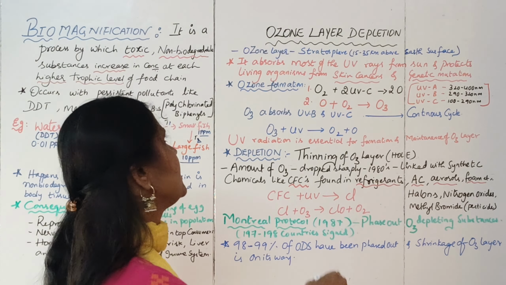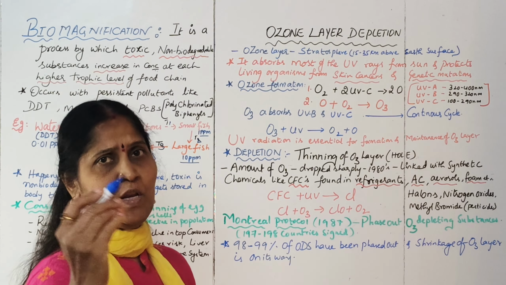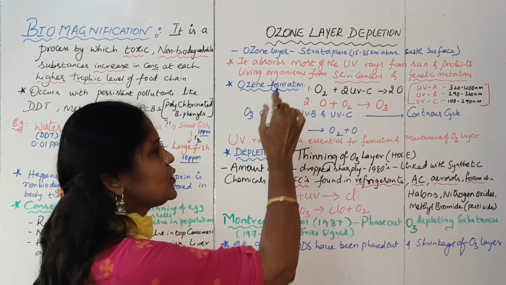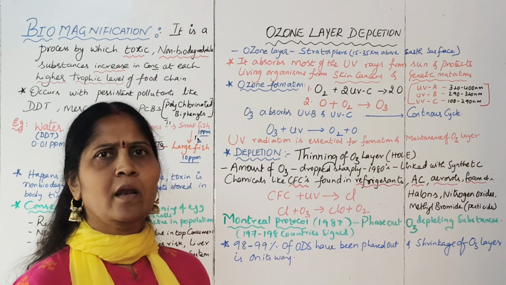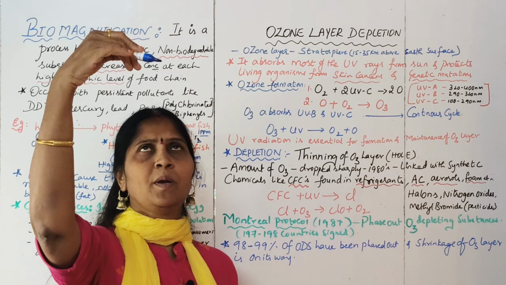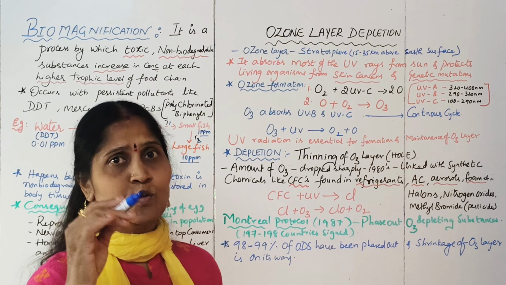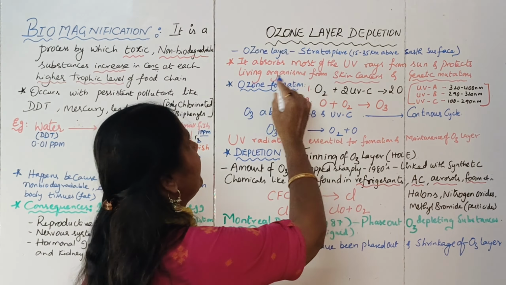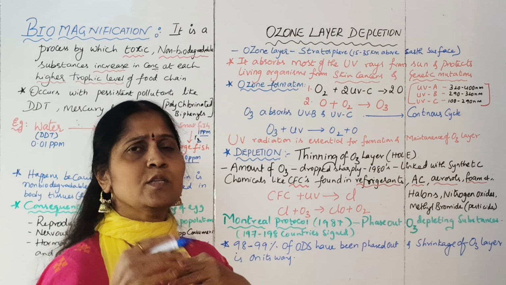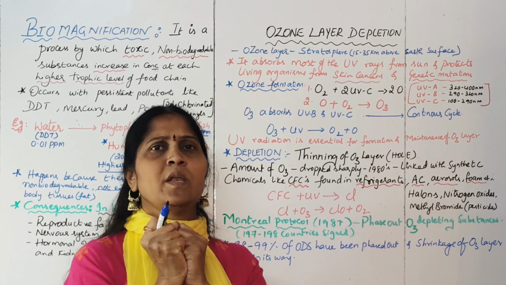Next very important concept, that is ozone layer depletion. Talking about the ozone layer, where is the ozone layer? The ozone layer is 15 to 30 kilometers above the Earth's surface in the stratosphere region. So, what this ozone layer is doing, it will absorb the UV rays.